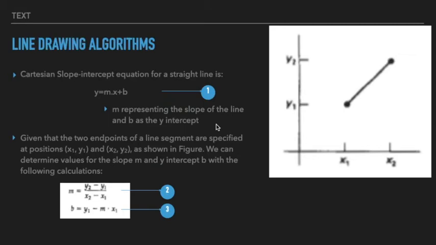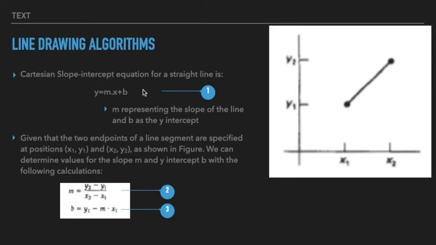In this video, we are going to see the DDA algorithm. Before moving into the DDA algorithm, we will see some of the concepts in line drawing. Basically, we use the Cartesian slope-intercept equation for a straight line, that is y = mx + b, to draw a straight line using line drawing.